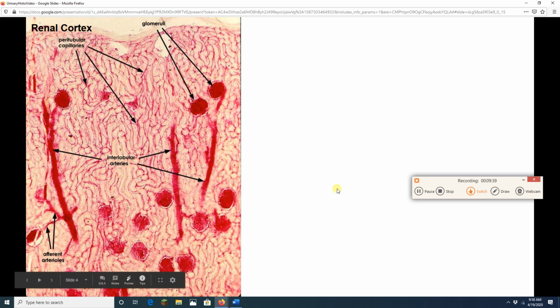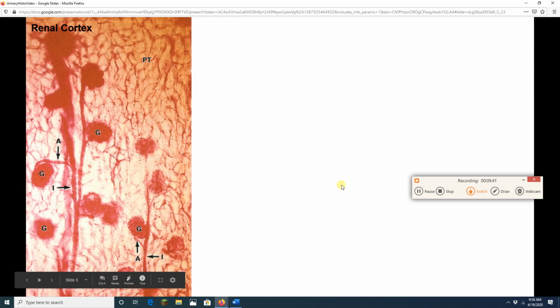All right, I think I got one more like this, or a couple more. Same thing here. More glomeruli, afferent arteriole, interlobular artery.